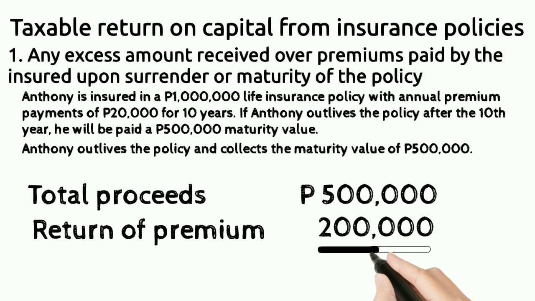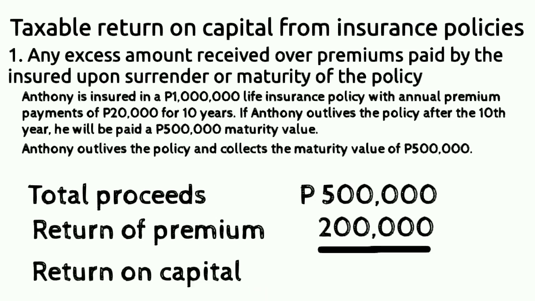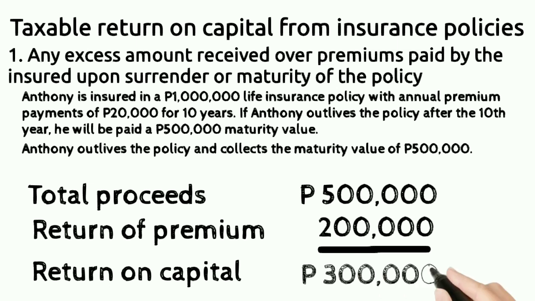Now, meron tayong excess amount dito at ang tawag natin doon is return on capital. So, 500,000 minus 200,000 ay 300,000. This is the excess amount that I am talking. And this excess amount, which is 300,000, is taxable.